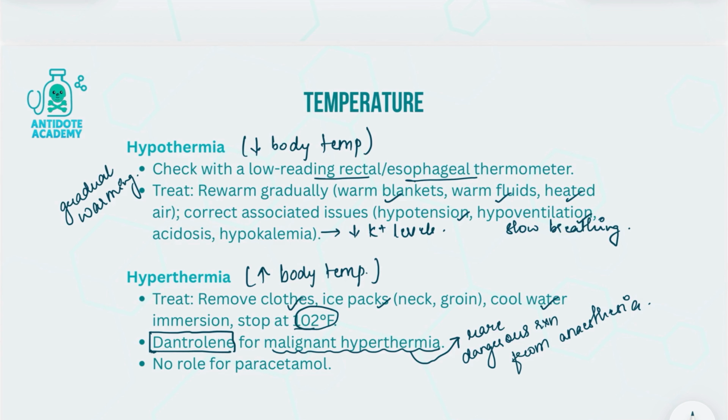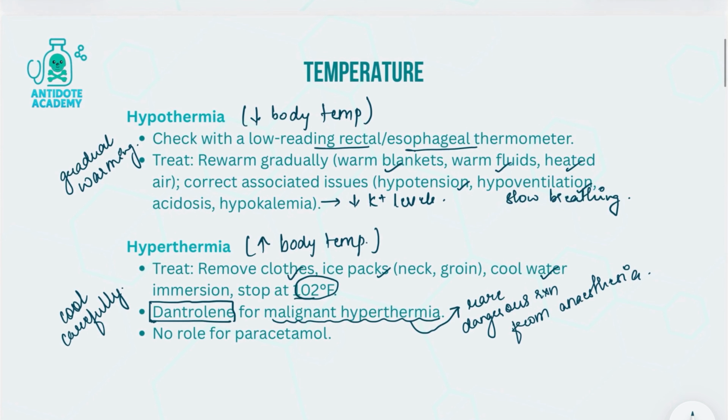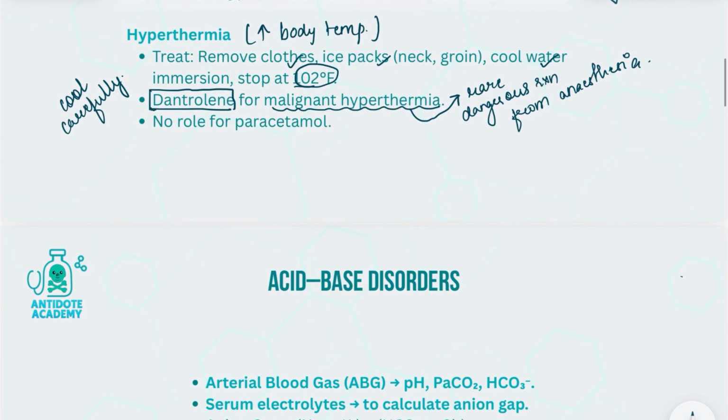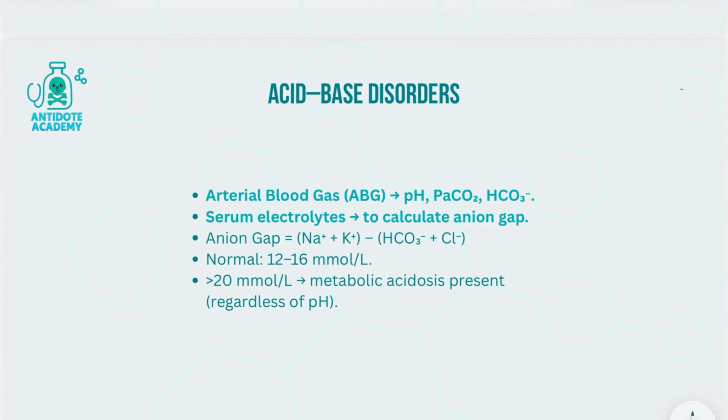Next, it is very important to note that paracetamol does not help in hyperthermia caused by poisoning. So hyperthermia tells us we have to cool the patients carefully. Once the temperature is under control, the next important step is to check for electrolyte and acid-base problems, because poison can lead to serious complications associated with them.